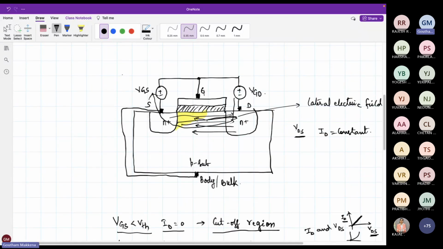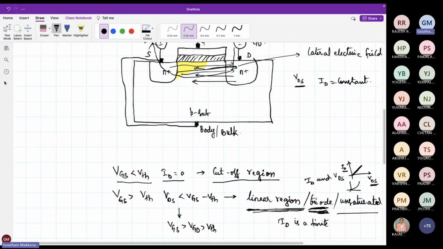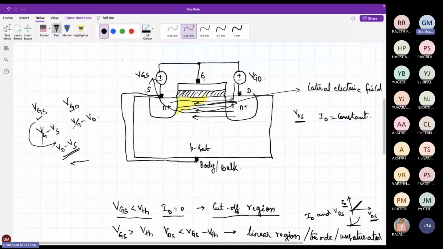So when I say VGS, this is one voltage source, and VGD, this is another voltage source. If I want to compare these two, this is VG minus VS, this is VG minus VD. So in effect, what do I have? If I rearrange them, I have VD minus VS. So if I am talking about both VGS and VGD, what am I talking about? VDS. I am talking about VDS. And this VDS is because of the lateral electric field. So VDS, the potential difference between these two terminals, appears as an electric field.